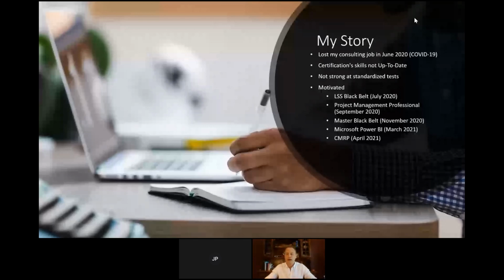Over the last year or so, I've taken multiple certifications, both in Six Sigma, project management, and then most recently the CMRP. And in doing each of these, I found that I studied better in certain scenarios. What I'm going to be going over today is both the tactical and the strategic, how you can help yourself prepare for these different kinds of standardized testing.